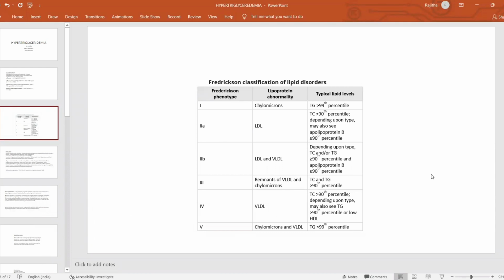Again in type 3, total cholesterol and triglycerides are more than 90th centile. Type 4 is associated with VLDL lipoprotein abnormality. Again, its total cholesterol is more than 90th centile, and triglycerides are again more than 90th centile. Type 5 is associated with chylomicrons and VLDL. Triglycerides are more than 90th centile. So this is the classification of lipid disorders from 1 to 5.